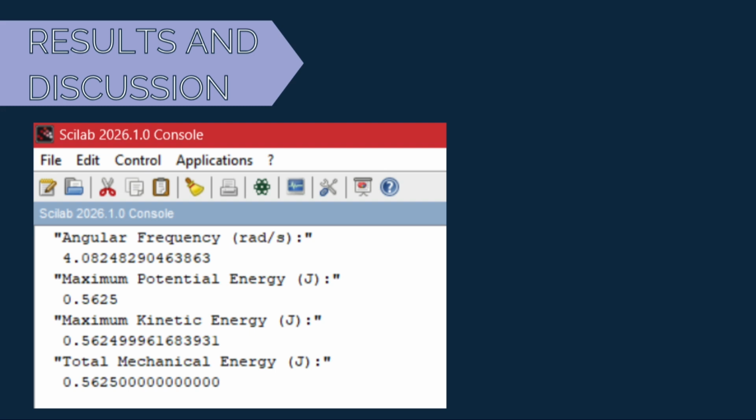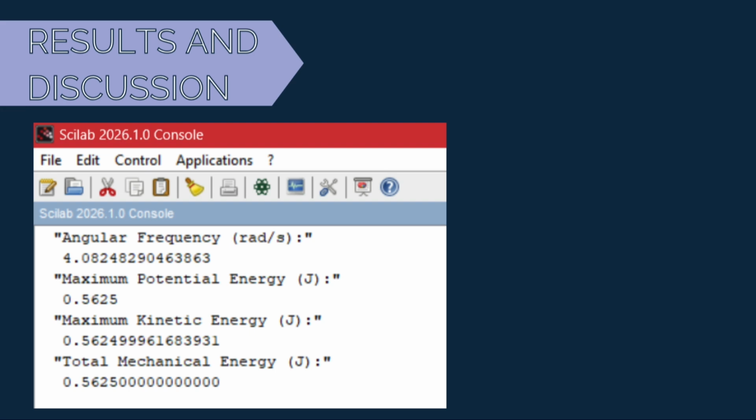Next, for maximum kinetic energy, the maximum kinetic energy occurs when the mass passes through the equilibrium position where its velocity is greatest. The value obtained is extremely close to the potential energy. The slight difference is caused by numerical rounding during Scilab calculation. This result confirms that the energy stored in the spring is completely converted into kinetic energy during the motion.